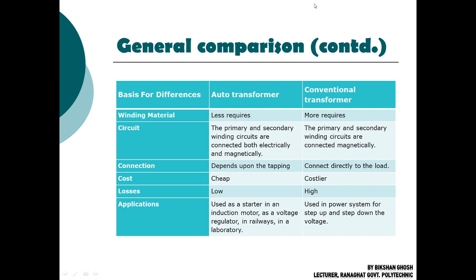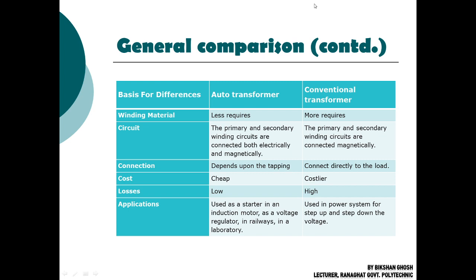Okay, because there is a magnetic coupling, otherwise there is no direct electrical connection. Now the connection depends upon the tapping, meaning the load is connected to an autotransformer at the secondary, which depends upon the tapping selected at the secondary. But in the case of a conventional transformer, the whole secondary is connected to the load. Now the cost of an autotransformer is definitely less than that of a conventional transformer, and the conventional transformer is costlier than an autotransformer of the same rating.